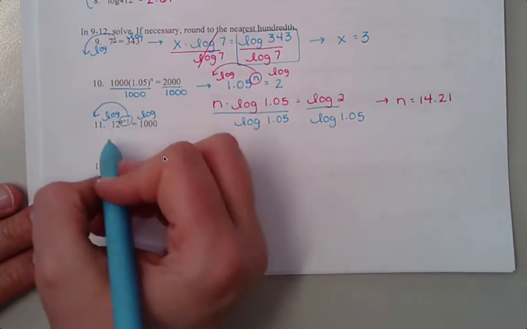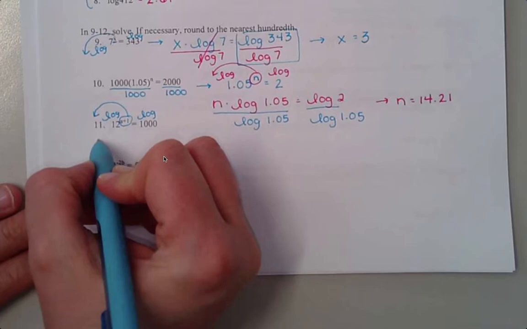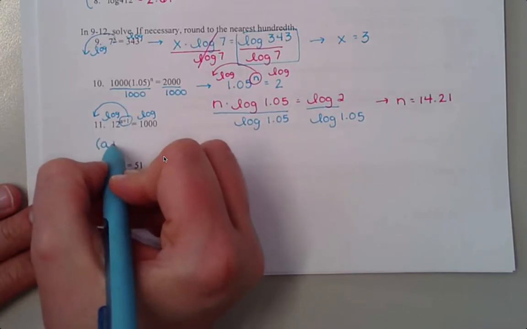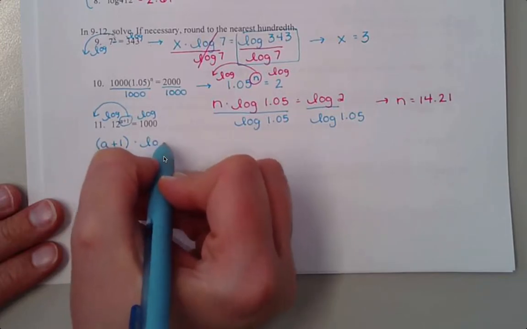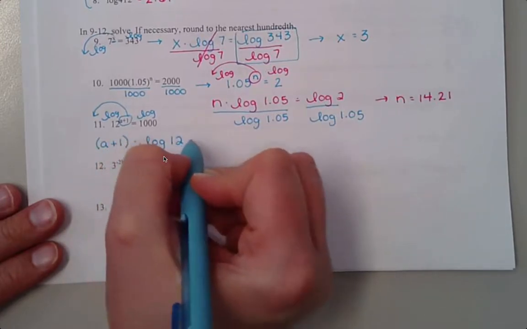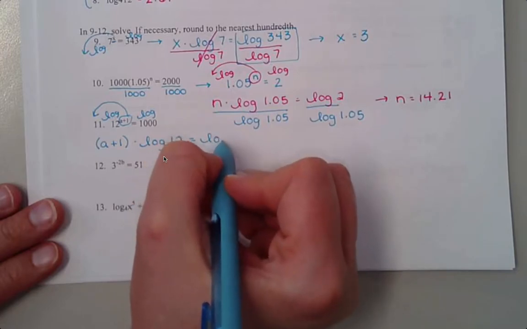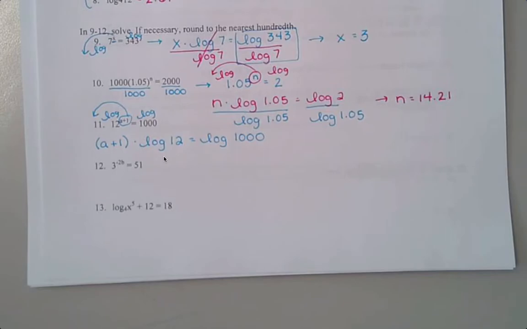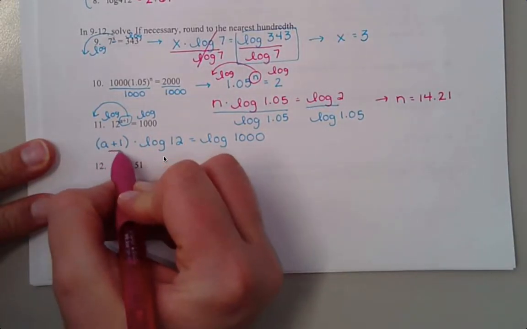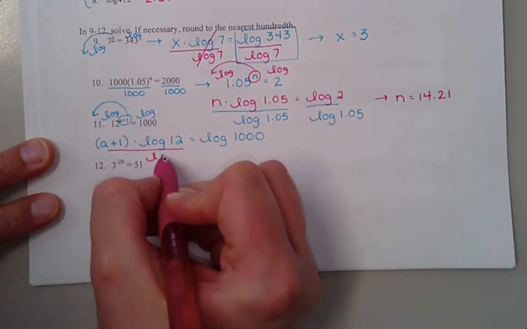And you'll notice that when I do that, I'll put this one down here. I'm going to put it in parentheses. That seems to sit better with people visually. Log 12 equals log 1,000. Okay? And then, just like before, I'm going to divide each side by that log 12.